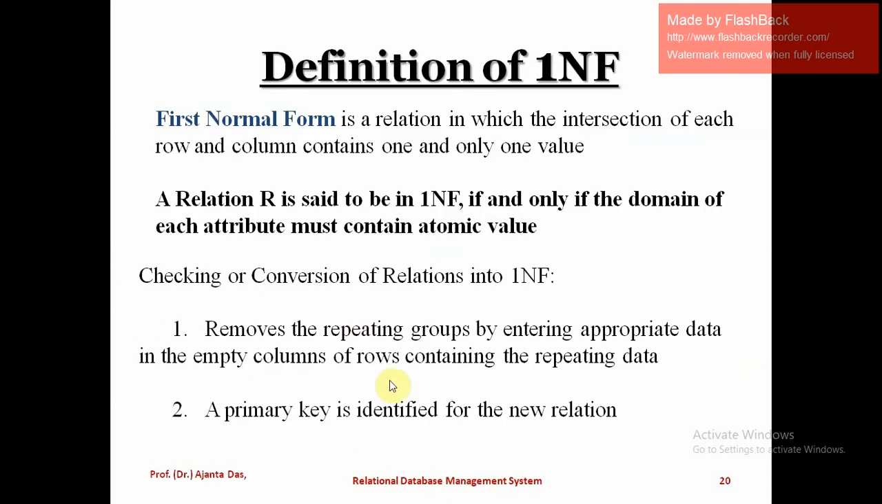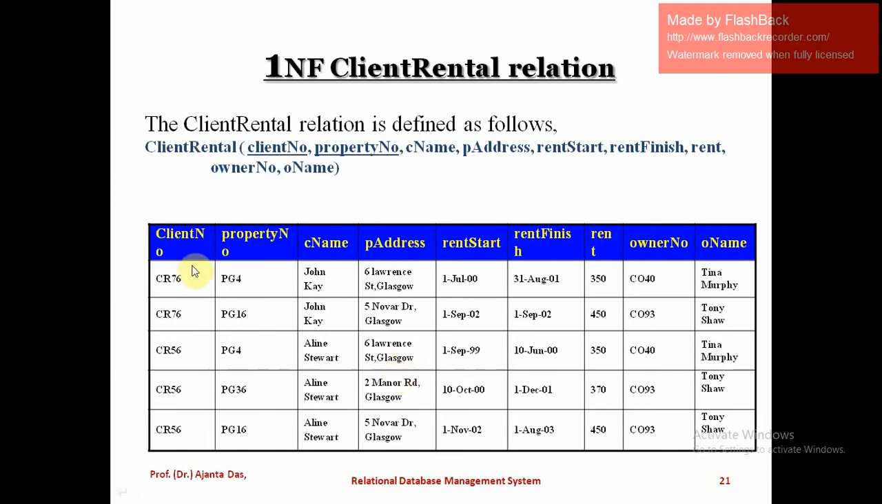We have to remove these repeating groups. So we have done it like this. So the relation client rental now has, for the same client number, the client number just repeated for all these multiple data. So over here we have only two clients, CR76 and CR56. Clients are John K and Alan Stewart, and they have multiple properties, and all these are the details. Now from the relation we have to identify the primary key. So check for which attributes we can access the specific value, or the whole tuple is dependent on that attribute.